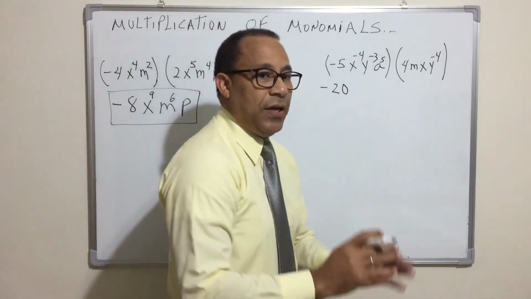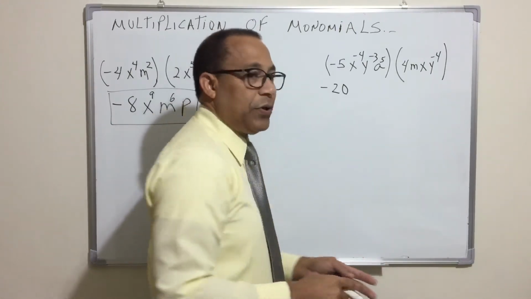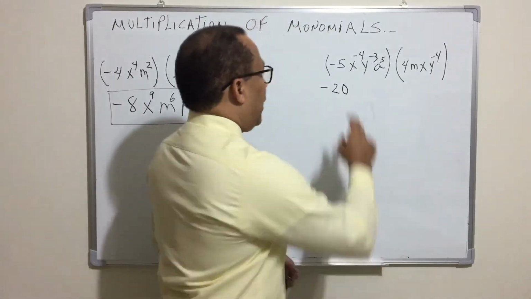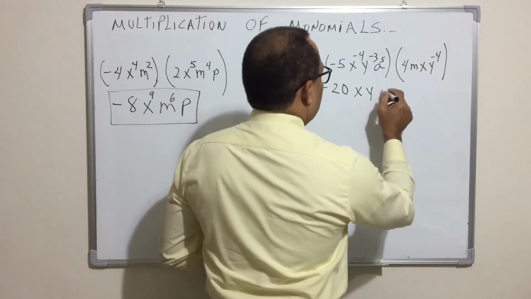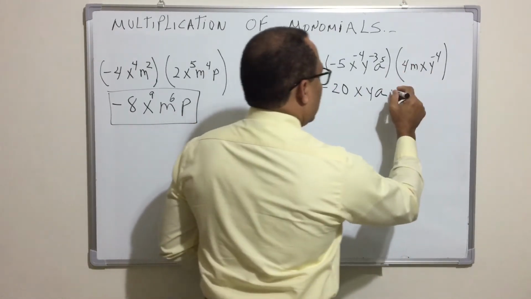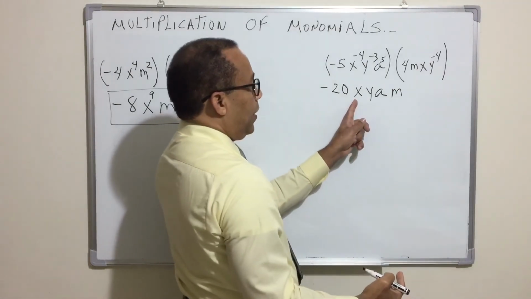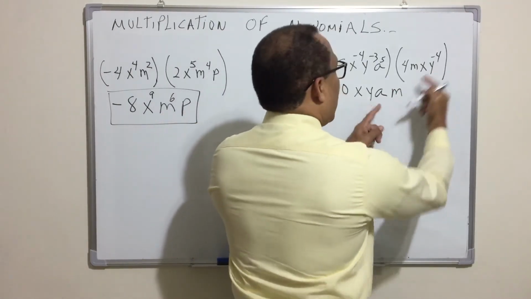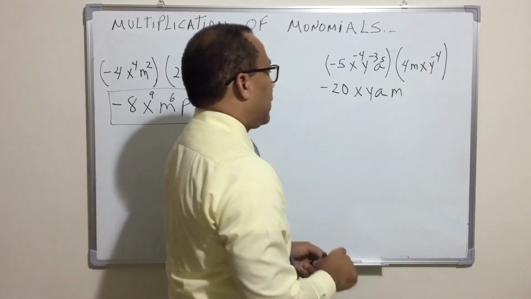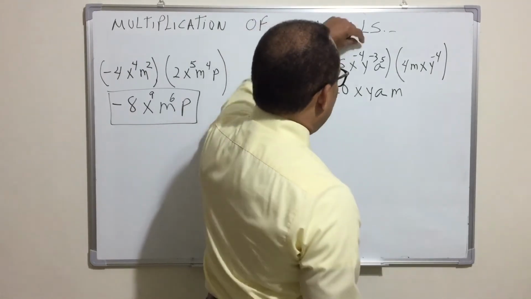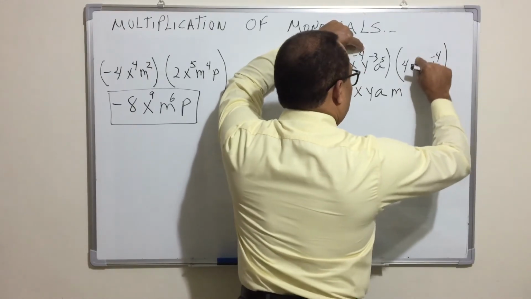And now let me just bring down the variables, all of them, because I'm going to need them. I'll bring down the x, I'll bring down the y, I'll bring down the a, I'll also bring down the m. I do not have to bring down the x because I already have it here. And I do not have to bring down the y because I already have it here. Now let me solve the exponents. Let's begin with the x. Negative 4, and here I have a positive 1.